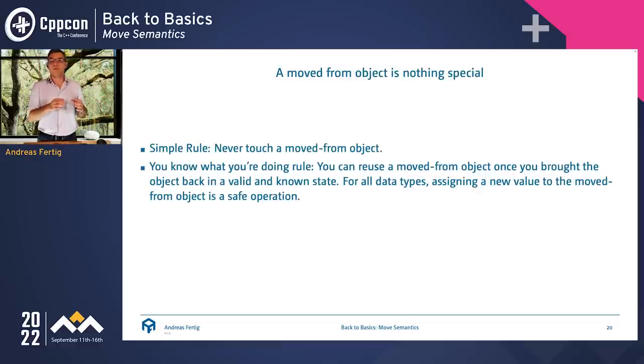However, you can also follow another rule, the you-know-what-you're-doing rule. And that means you can reuse a moved-from object once you brought it back into a valid and known state. And for all data types, that's assigning a new value to the moved-from object or calling other functions that are marked in the documentation as requiring no precondition. Okay, so that means you have your third-party library or your own library under control, you know what you're doing, use that rule. And nobody prevents you from mixing the two rules, say 90% of the time following the simple rule and the 10% where you really need the performance and know it's a good idea to reuse the moved-from object, the you-know-what-you're-doing rule. So it's up to you, it's your choice.